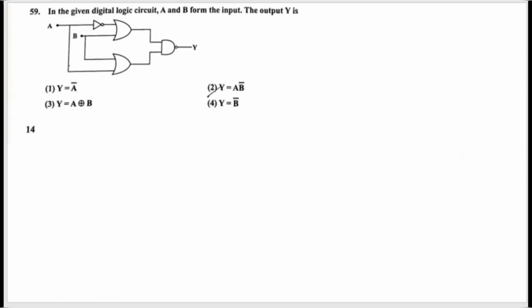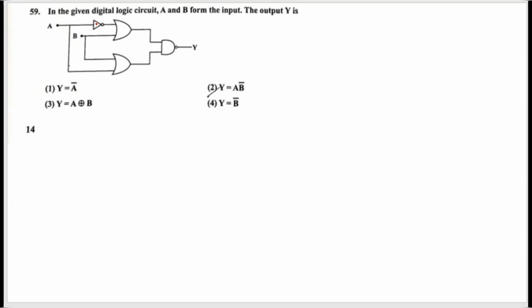This is a very easy question. If you attempt these kinds of questions, it will save your time as well as fetch you marks. In the given digital logic circuits, A and B form the input, and the output is Y. So they are asking for the output Y. As you know, this is an OR gate and this is an AND gate. Here NOT is also connected, so it will be a NAND gate. Here it will be a NOR gate. I hope everyone is clear.